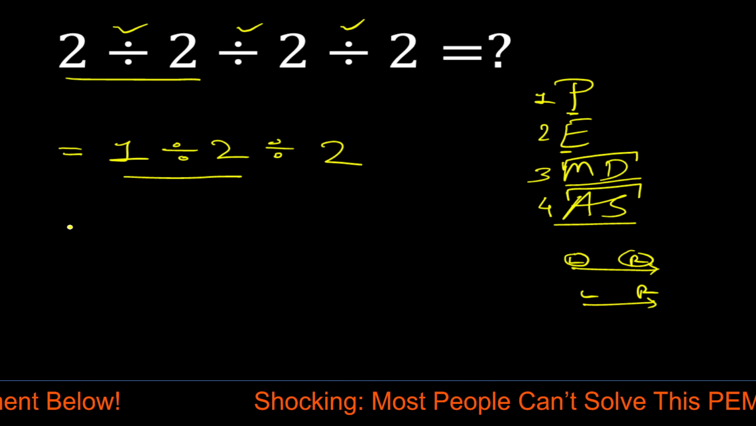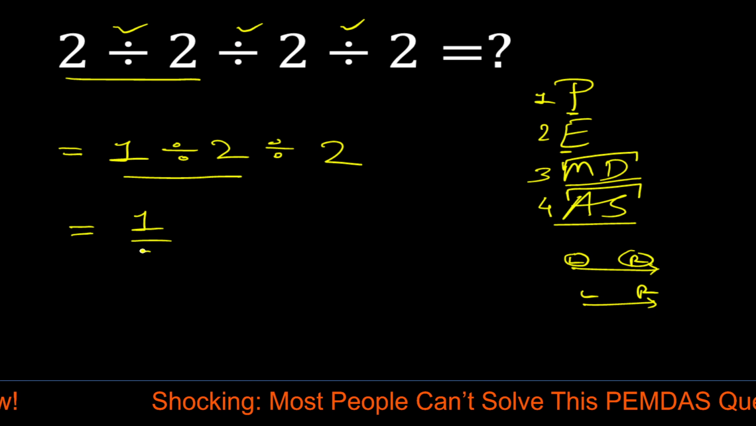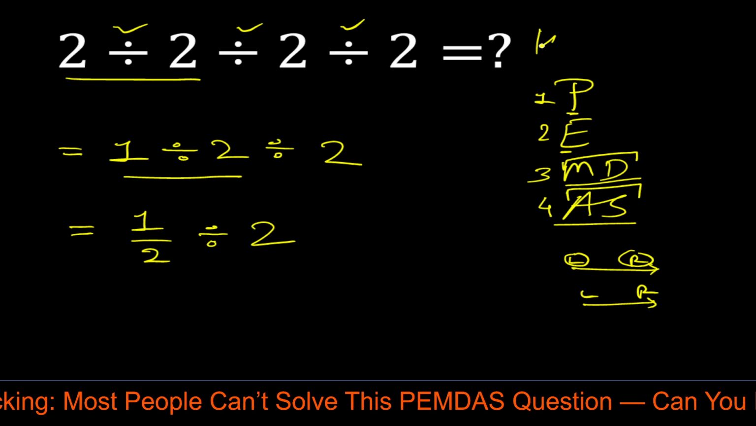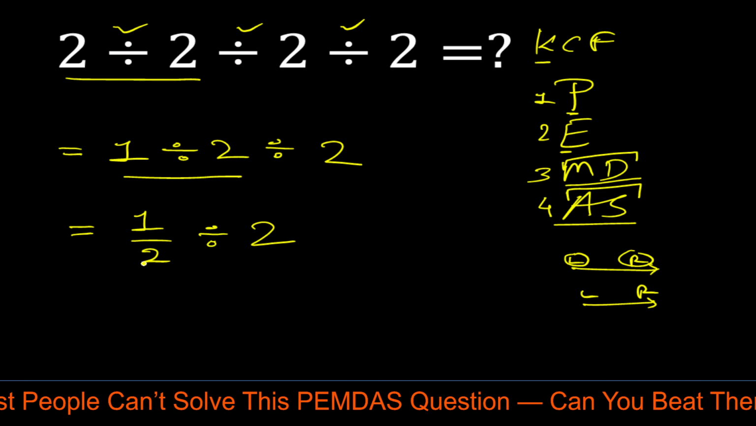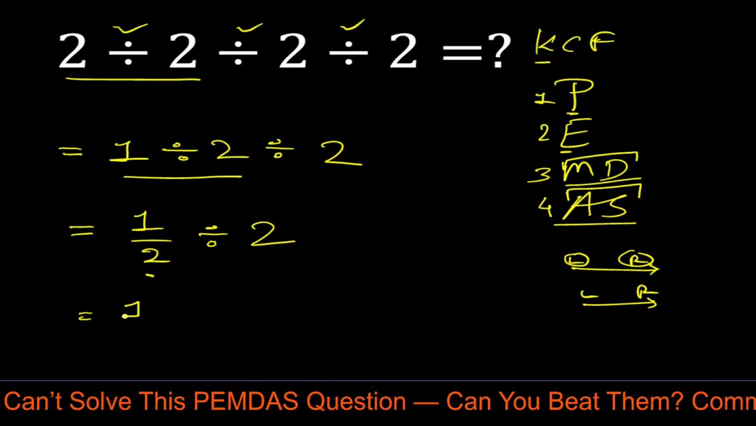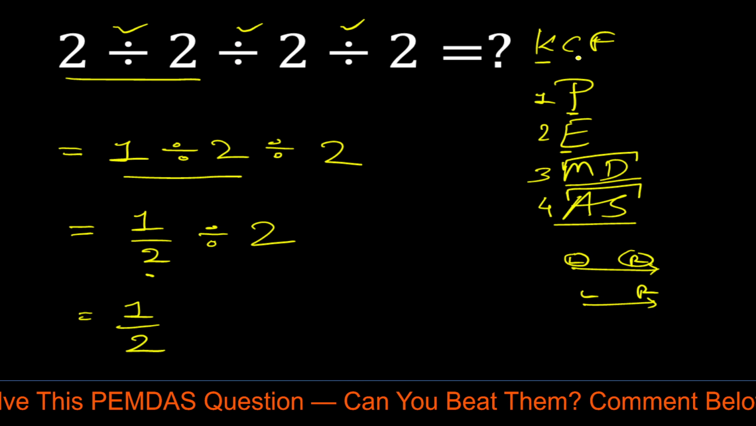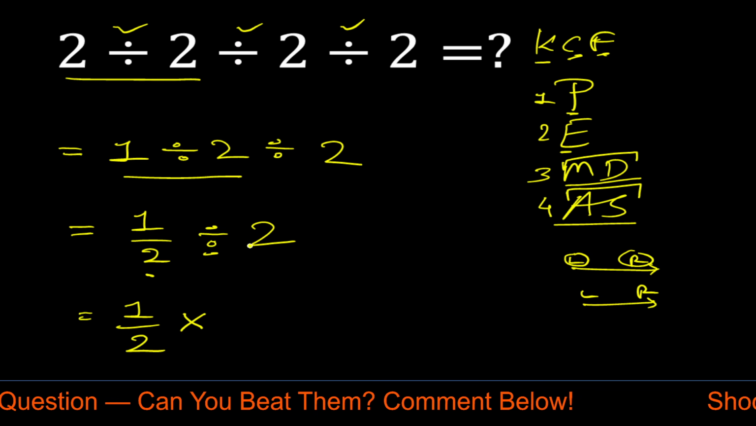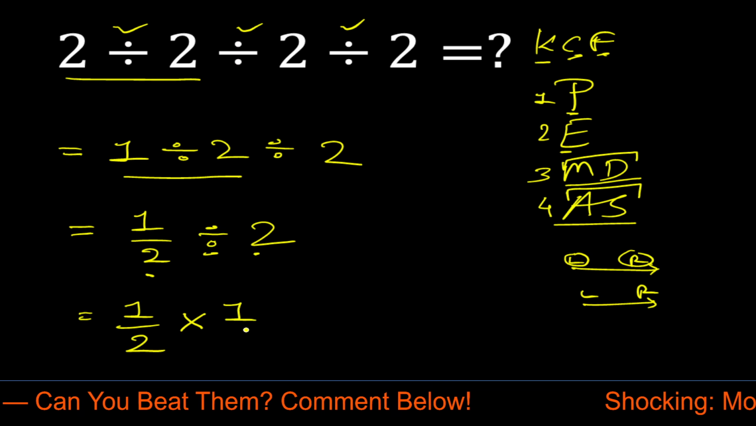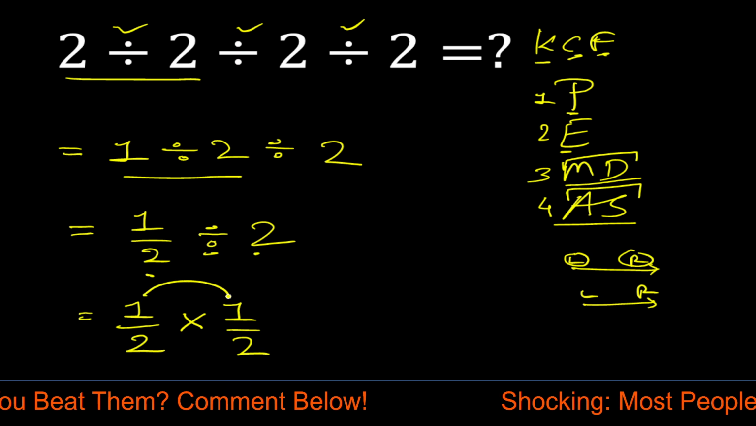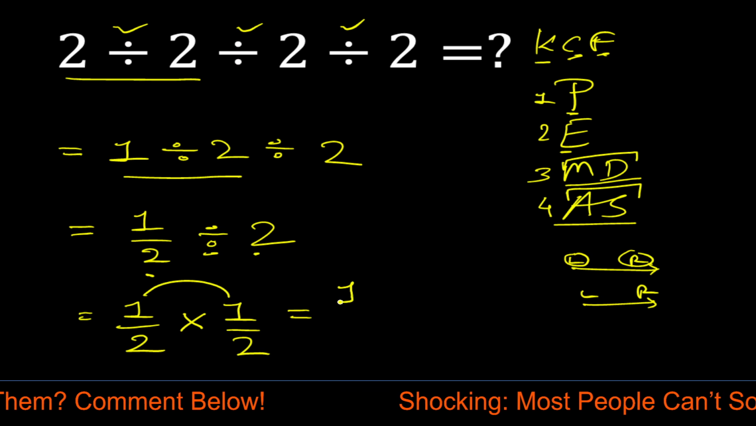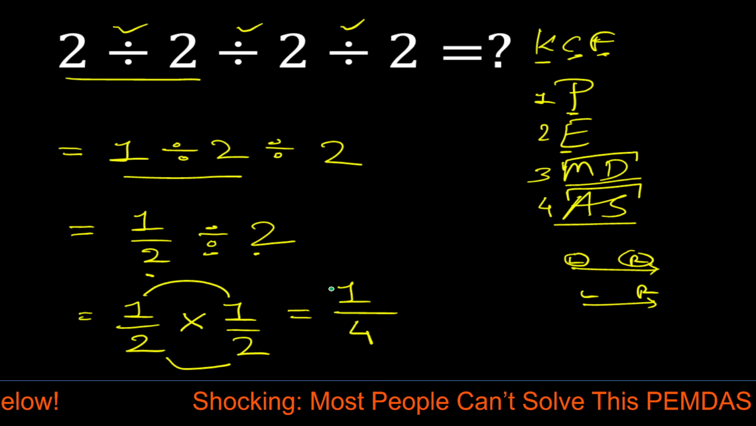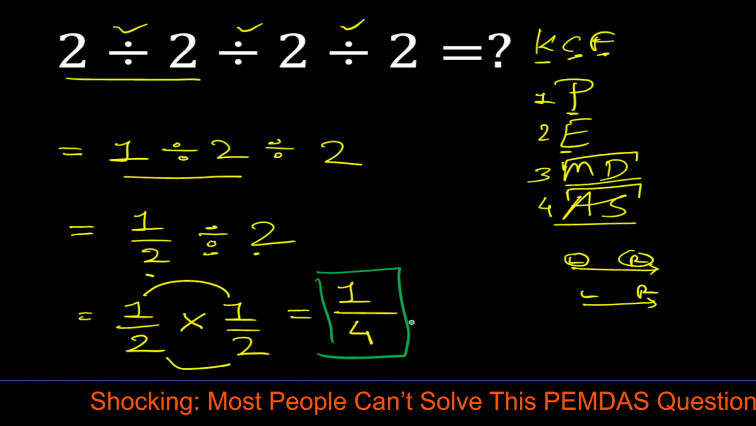Now 1 divided by 2 can be written as 1 upon 2 divided by 2, right? Now according to KCF rule, K means skip this first fraction 1 upon 2 as it is same. Then C means change this sign from division to multiplication. Then F means flip this second 2 is equal to 1 upon 2, right? Now 1 times 1 is equal to 1 and 2 times 2 is equal to 4. So the correct answer is 1 upon 4, right?